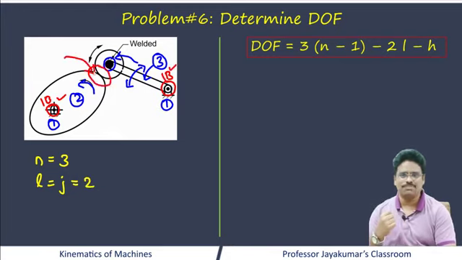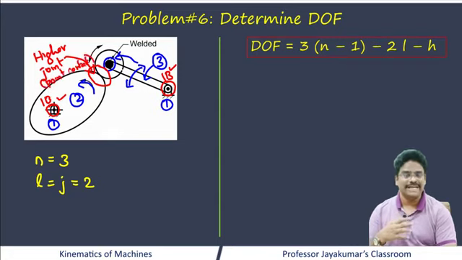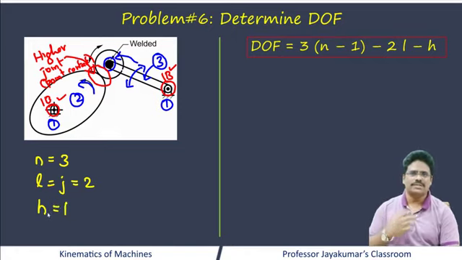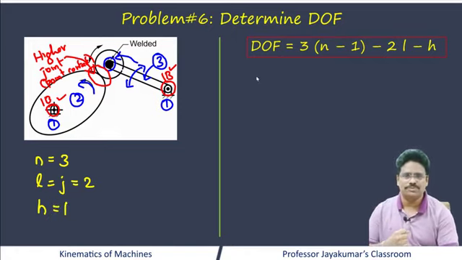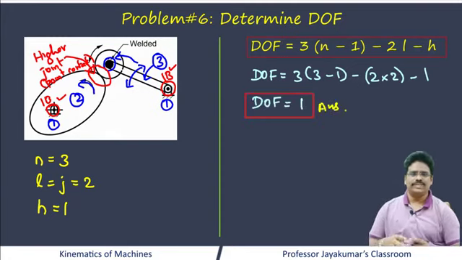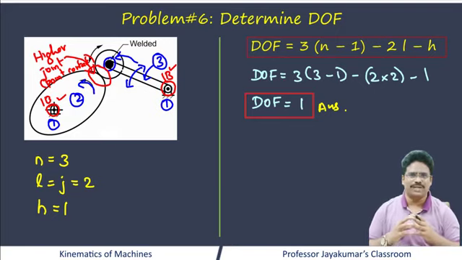What is this type of joint? This type of joint is a higher pair joint because it has point contact or line contact. Therefore, in this problem, we have h is equal to 1. Substituting that value, we will be getting the degrees of freedom value. So we get degrees of freedom is equal to 1.